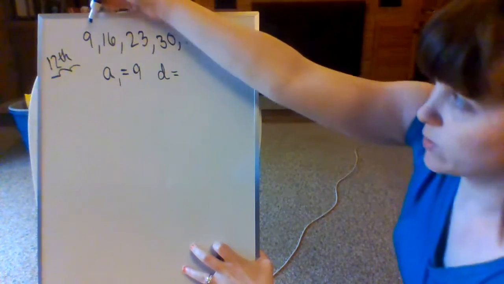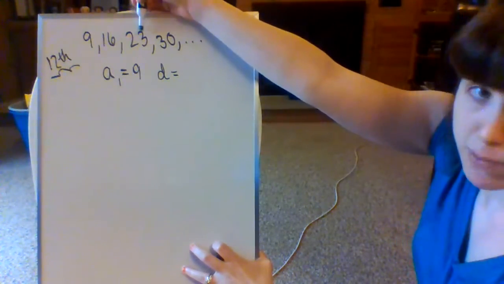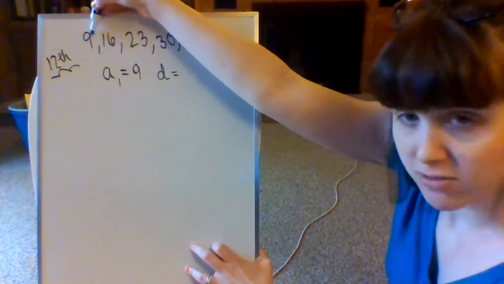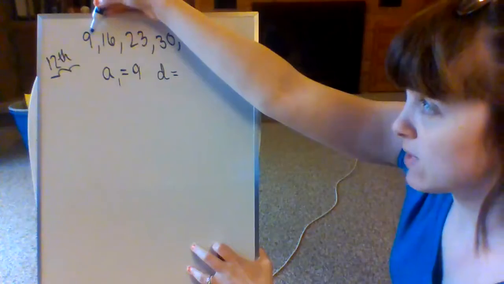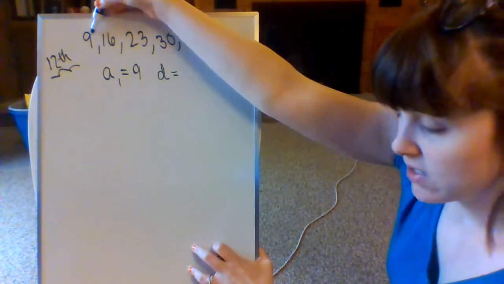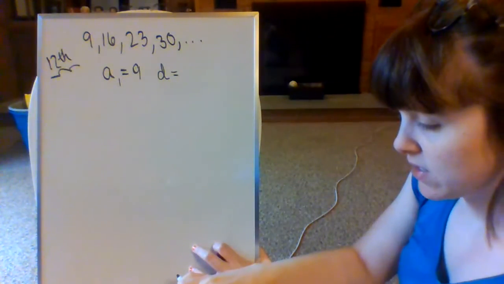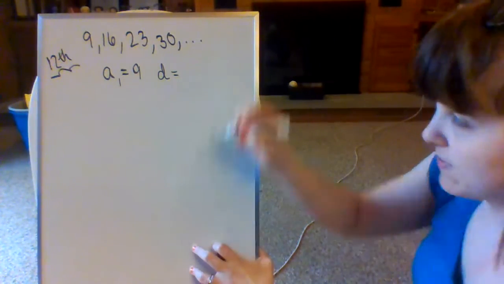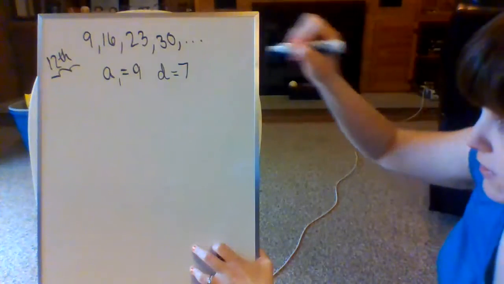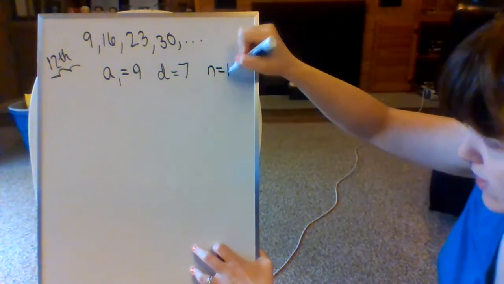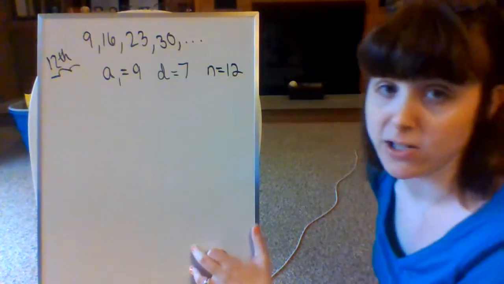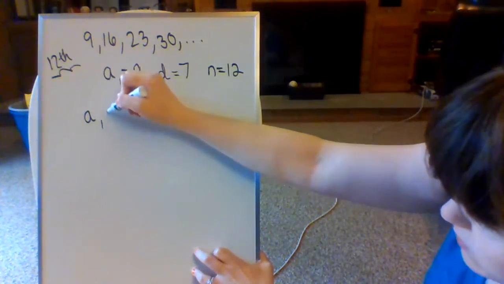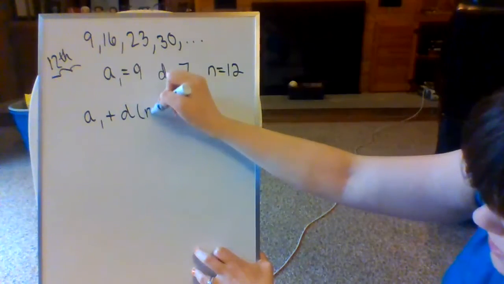The difference is what we're adding each time to get the next number, and if you're not sure, you can always take the second number and subtract the first number. So 16 minus 9, what is 16 minus 9? That's 7. Okay, and n is going to be 12 because they're asking us to find the 12th term. Okay, so now we're going to go back to what this formula was.